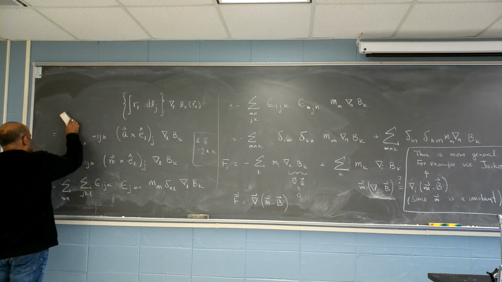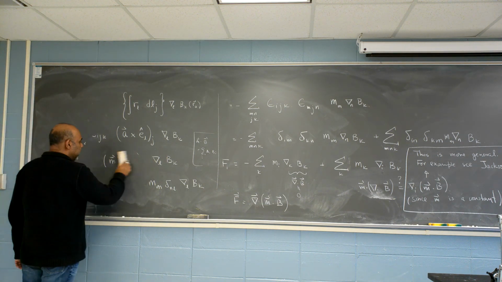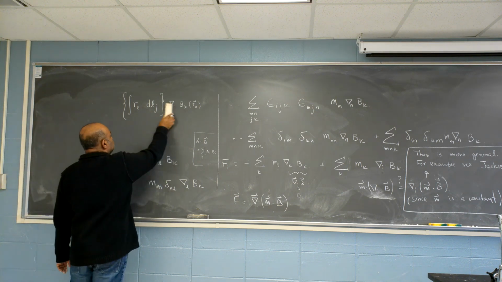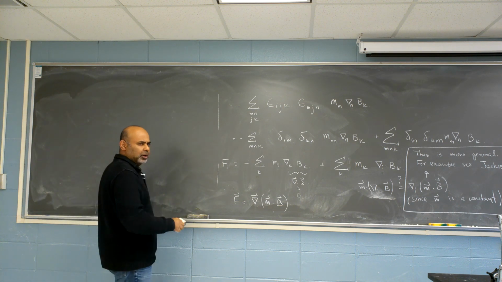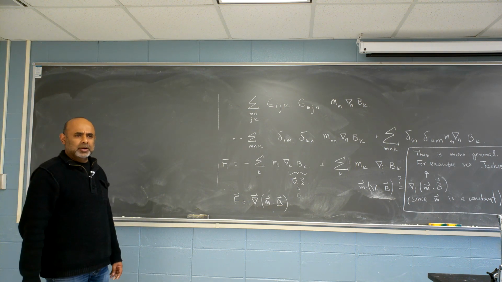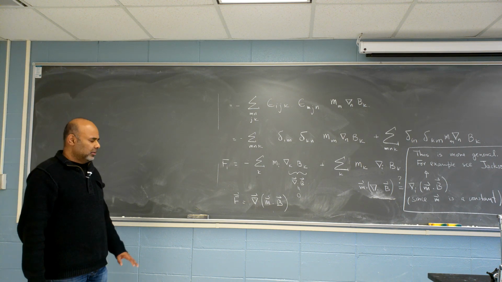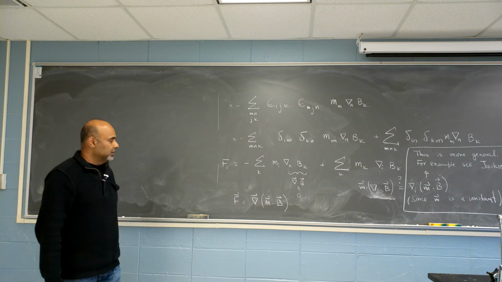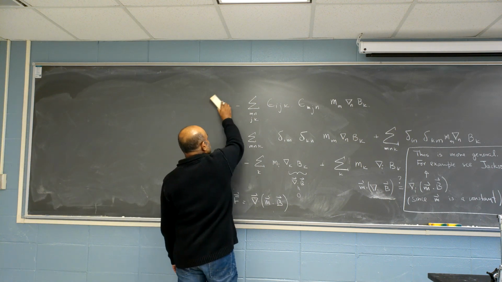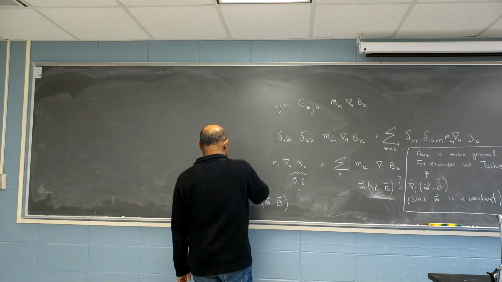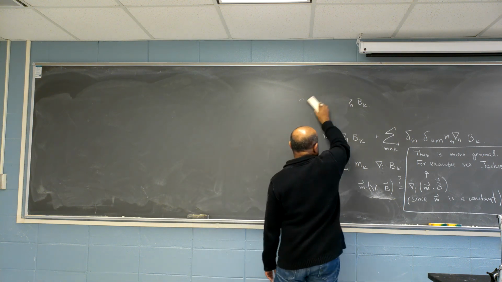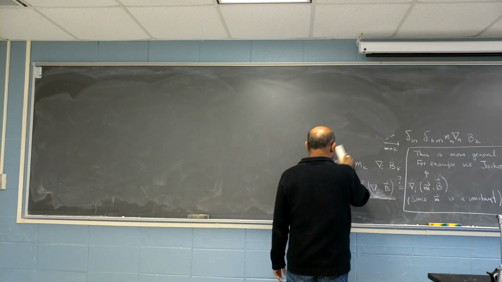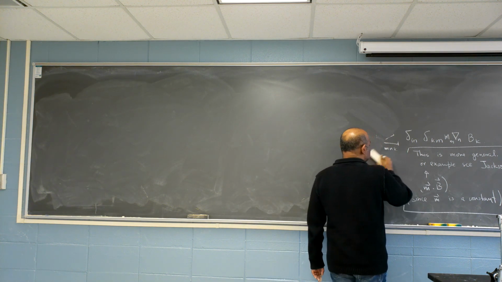So what did we do so far? We computed the torque and the force. What was the torque? M cross B. Sorry, not curve, cross product, M cross B. I have a couple of example problems, homework problems assigned, and it's fairly straightforward, so I'm not going to do that. But I want to get into magnetic materials.